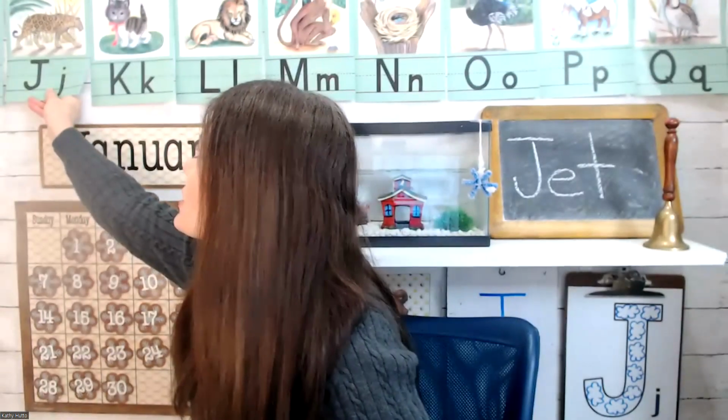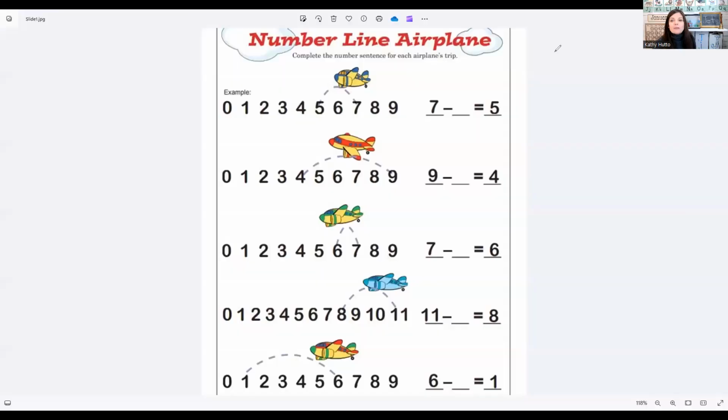Well, you did a great job today with our letter time, and now it's time for math. For math today, we're going to be using a number line. We're going to be using the number line to do some subtraction problems. Here's a subtraction problem. The first number in the problem tells me where to begin. Our plane is going to take off from number 7.